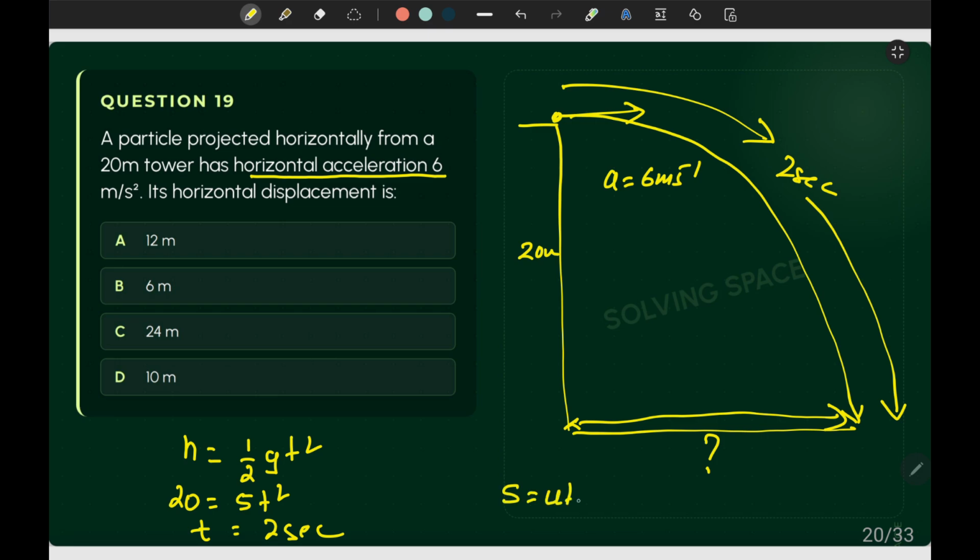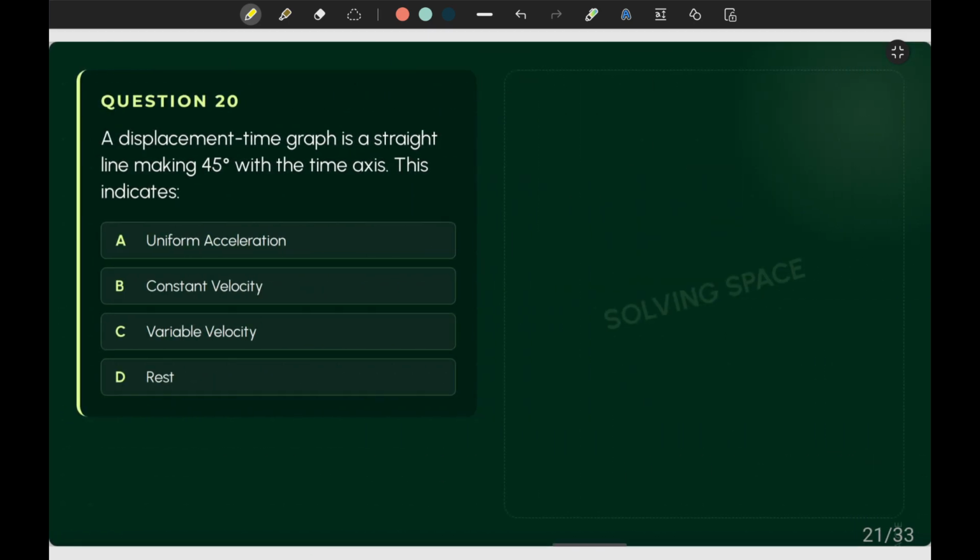And in 2 seconds it will cover the horizontal distance. S is equal to ut plus half at square. If you consider u as 0, then we get 1 by 2 into 6 into 2 square, that is 12 meters. Answer is A. Next.